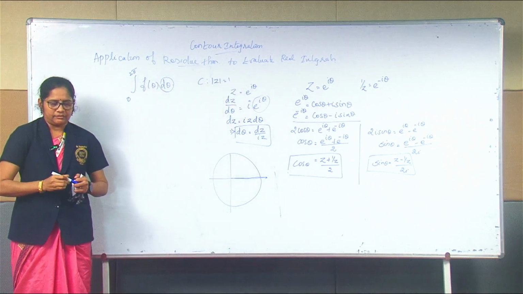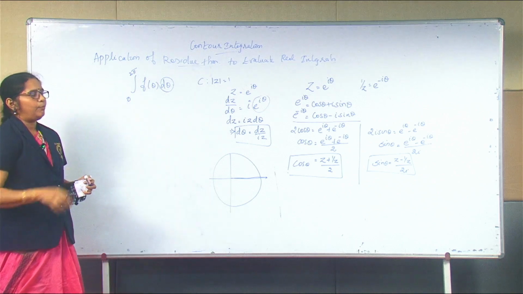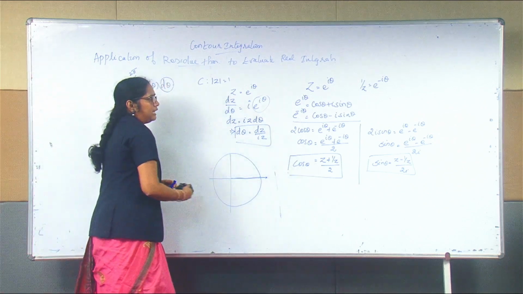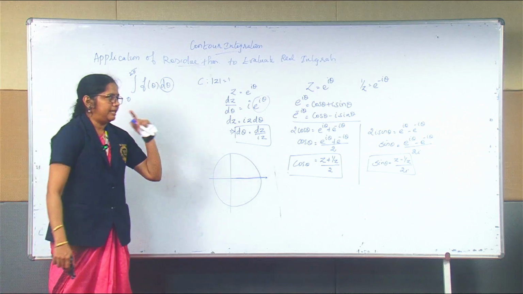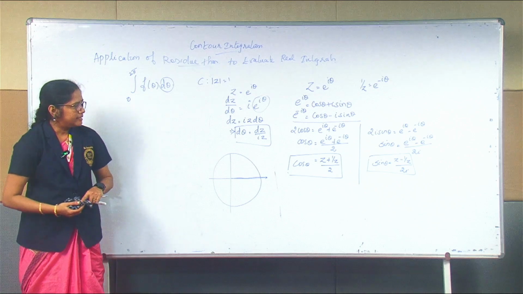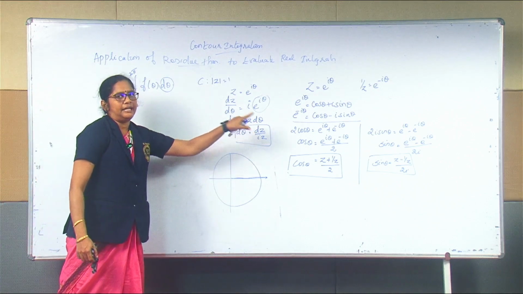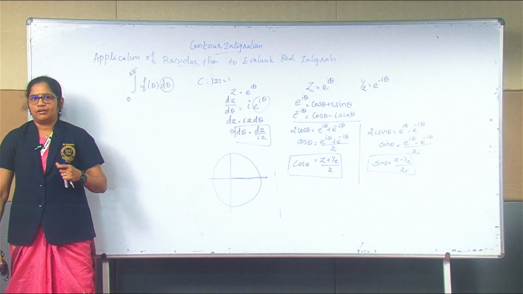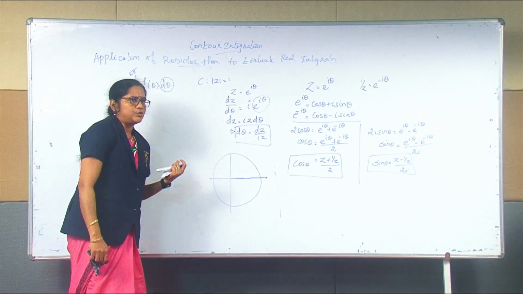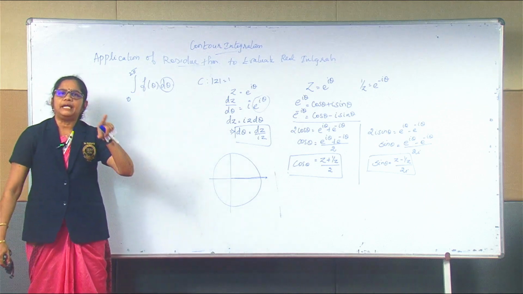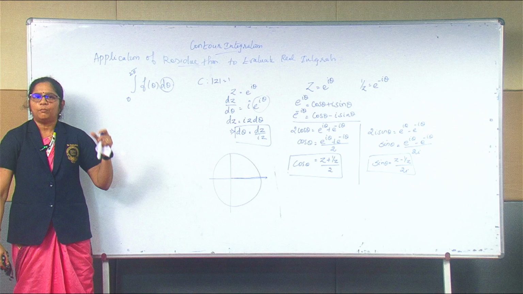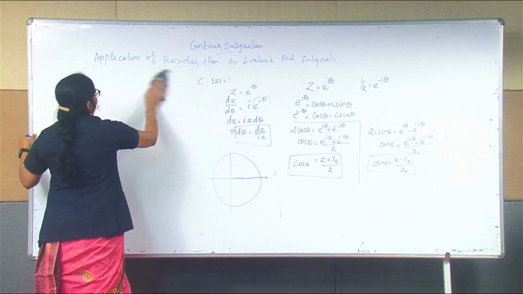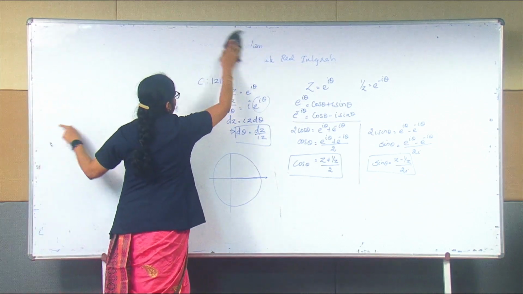These are all the basic things. Before getting to the problem, we have to recollect the facts. If it is cos theta, we write z plus 1 by z by 2. If it is sin theta, z minus 1 by z by 2i. Instead of d theta, dz by iz. The contour is mod z equal to 1. It is not necessary that it is a unit circle; it may be a circle with any radius, but for simplicity we have taken mod z equal to 1. Now we are going to solve the problem using these concepts.